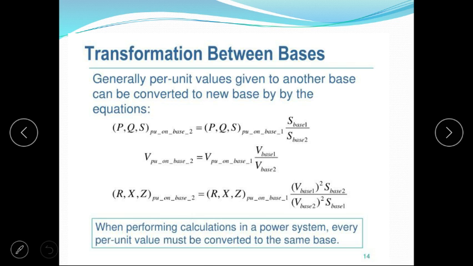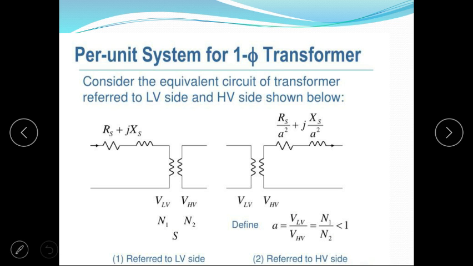Now per unit calculation for a single phase transformer. For a single phase transformer, there are two windings, primary and secondary winding. We consider that the LV side voltage is VL, the HV side voltage is VH. Impedances are RS plus jXS. Turn ratio is N1 to N2.